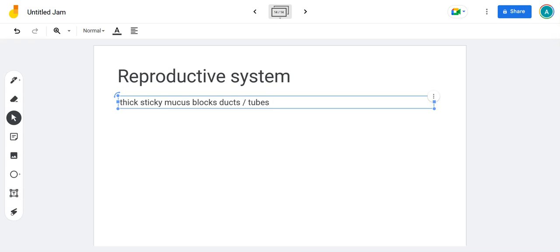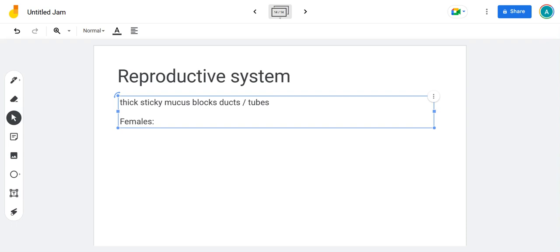So in females, first of all, let's do females first. The mucus is really thick and sticky, as we know, and sometimes that mucus blocks the cervix, and therefore it's really hard for the sperm to actually get through. Okay, so the cervix is blocked. It's hard for the sperm to enter the uterus.